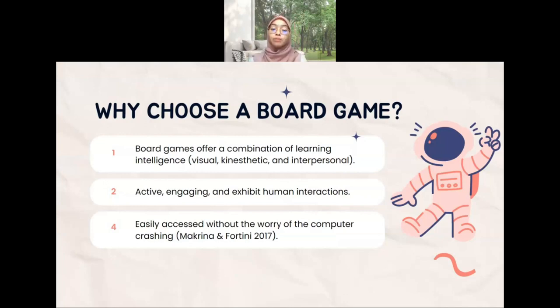Next, board games are active, engaging, and exhibit human interactions. Lastly, according to Macrina and Fortini 2017, board games are easily accessed without the worry of crashing, as is the occasional case with the computer's operating system. So as a result, board games can create an engaging learning atmosphere in which students look forward to participating.